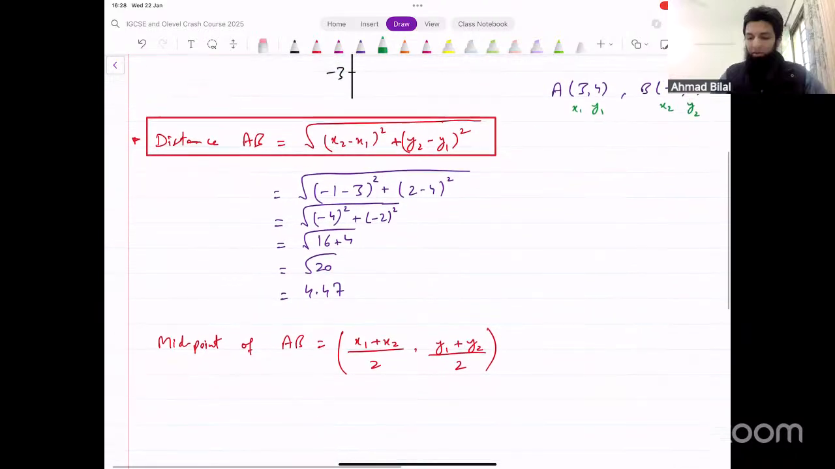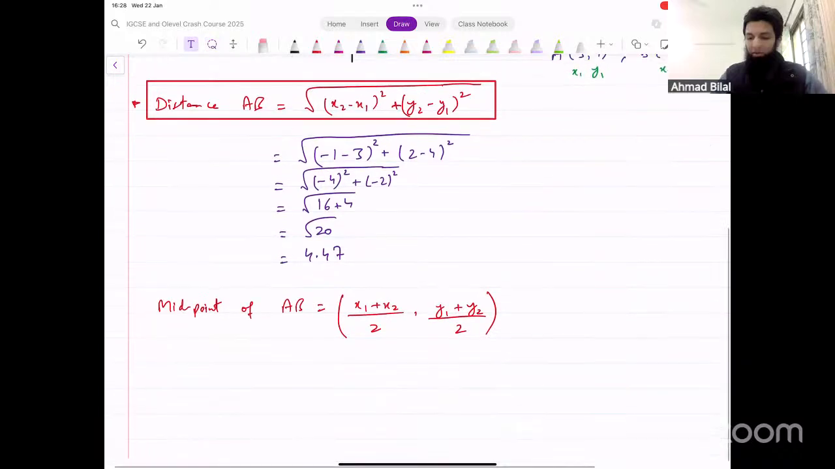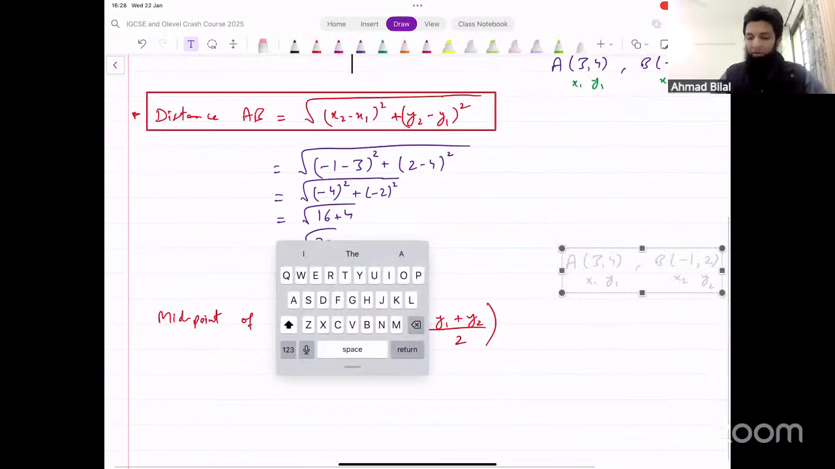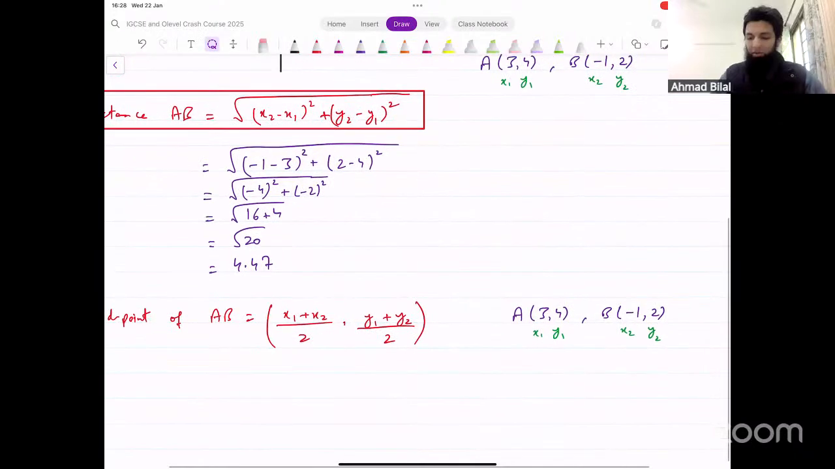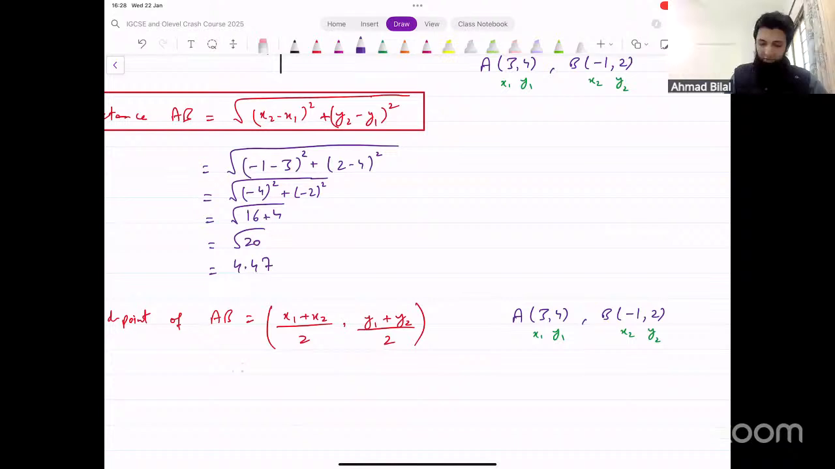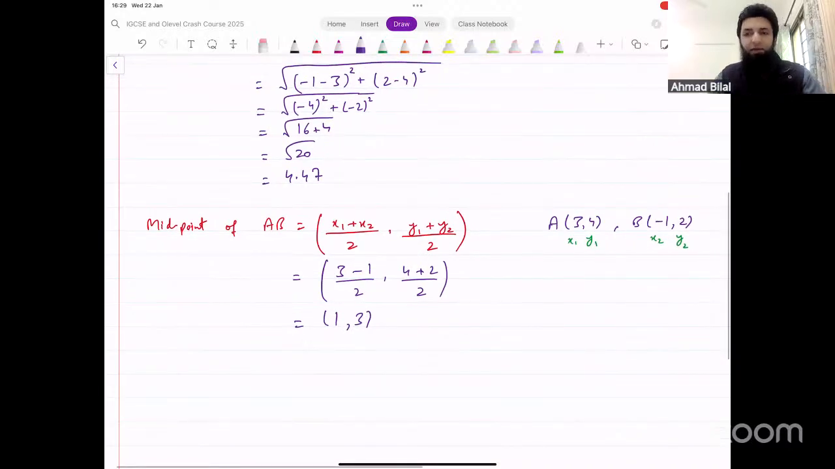Let's apply that here. We have these 2 points, A and B. Let's input values in this and see what we get. x1 plus x2 becomes 3 minus 1, divided by 2. y1 plus y2 becomes 4 plus 2, divided by 2. Now simplify this. 2 over 2 is 1 and 6 over 2 is 3. This is the midpoint that we get.